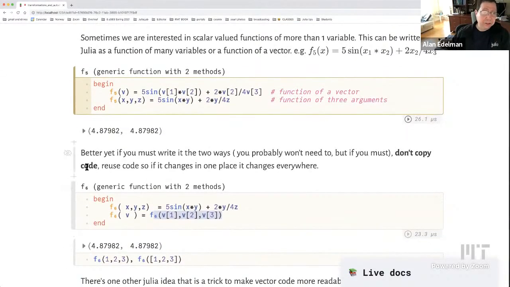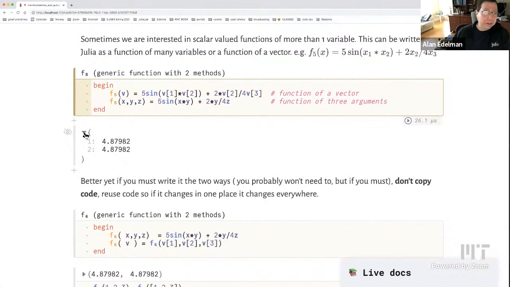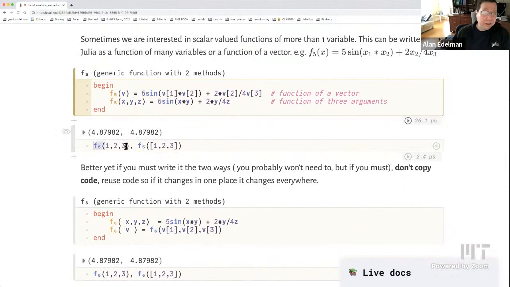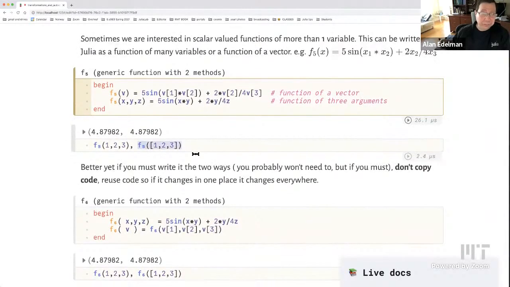And so you could see here, you don't see the code, but I can call it with 3 arguments, or you remember from the first lecture, this is how you define a vector. So here it is, f5 applied directly to a vector.